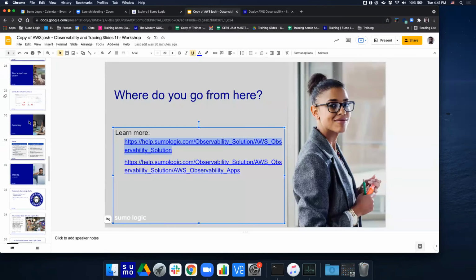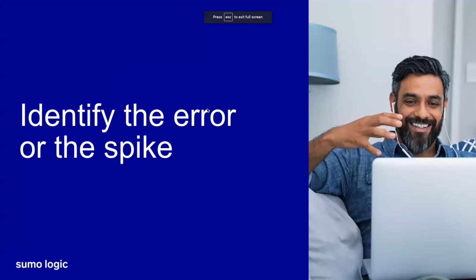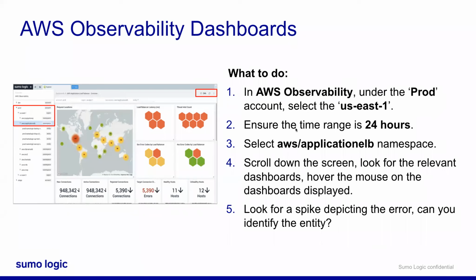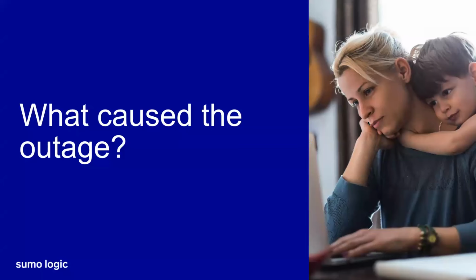Still have a little more content to go through. With the slides, once again, I apologize for the issue, but what we were doing here is identifying the error using the observability dashboards. We were locating these spikes, and we didn't see this one, but there was a spike in the dashboard.